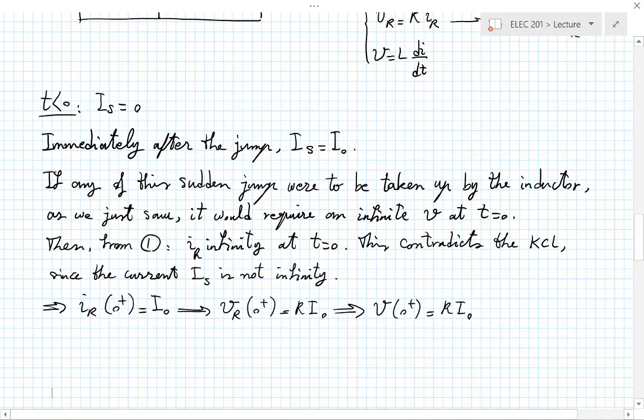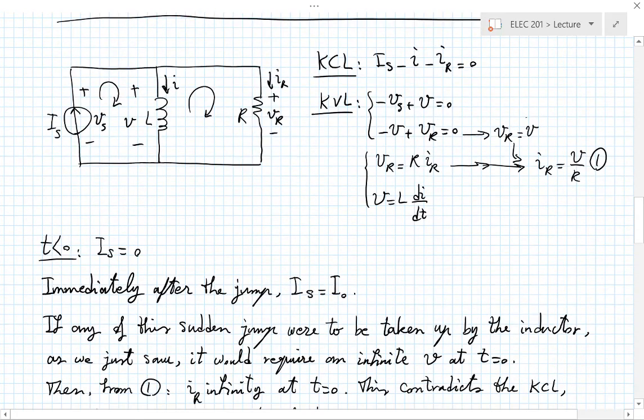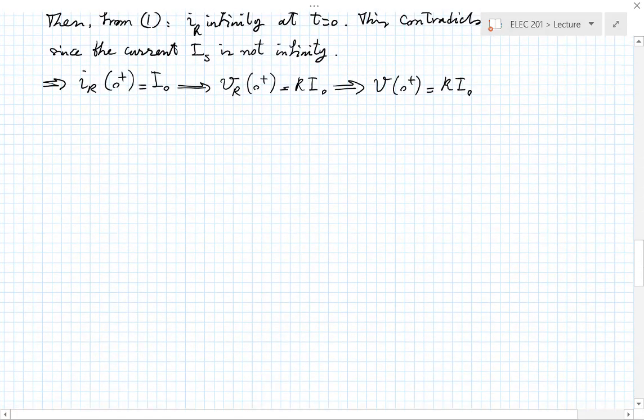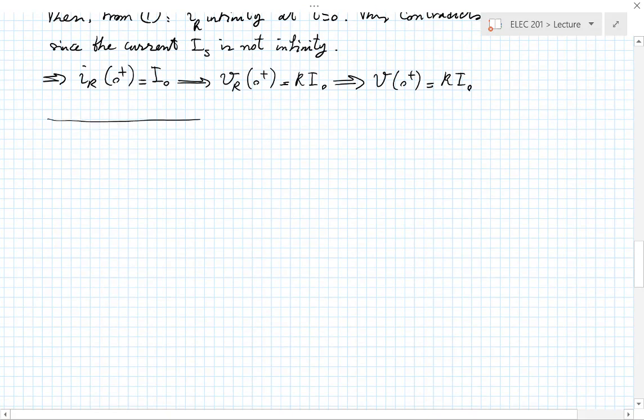Okay, so let's look at a different type of problem now. So this was just an example to see a little bit how an inductor behaved. Now I want to look at a problem with a capacitor. Take this circuit.